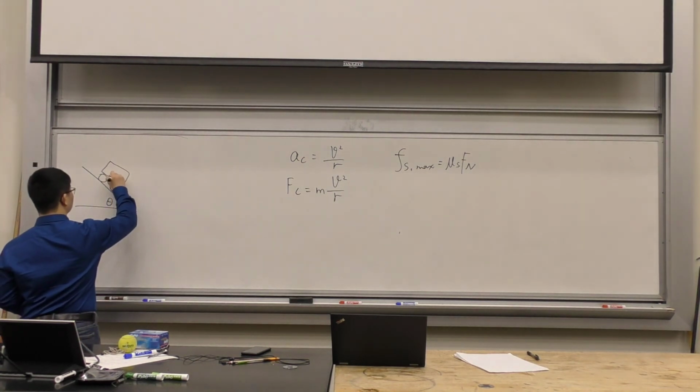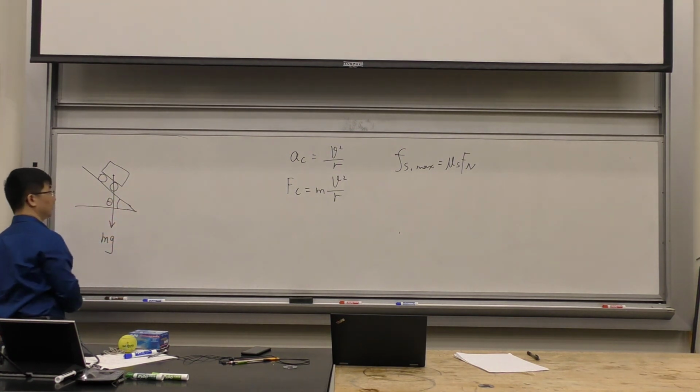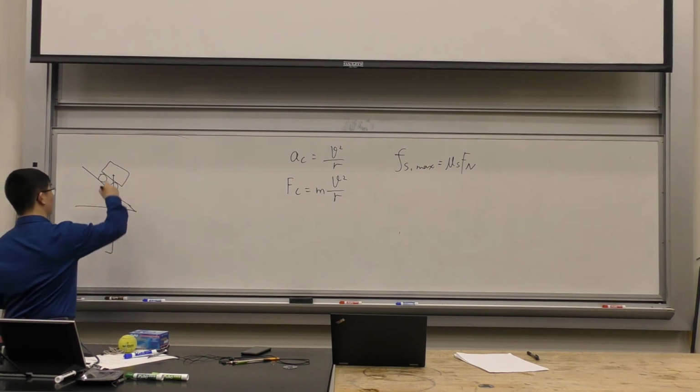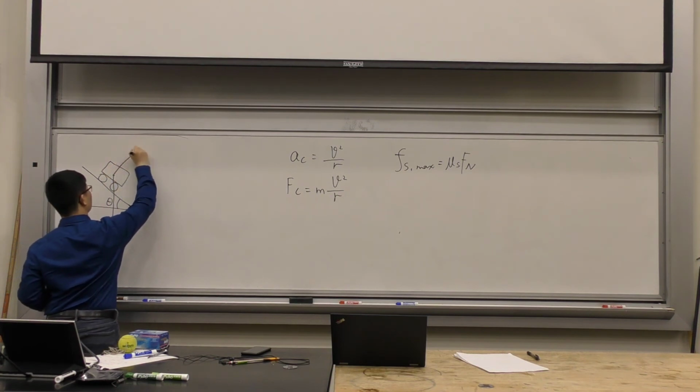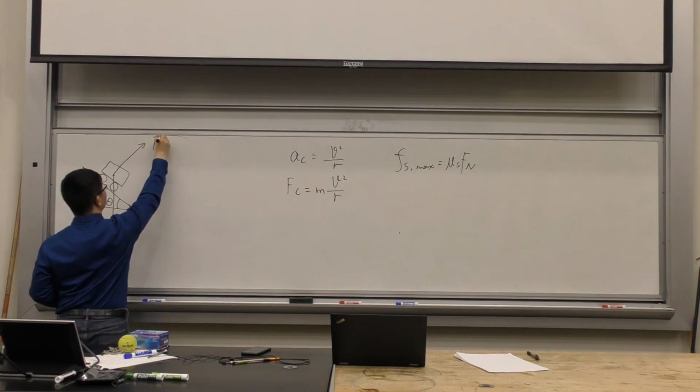Gravity down, right? What about the normal force? Normal force is perpendicular to the surface, right? So normal force must be in this direction. Okay, so there's a normal force.